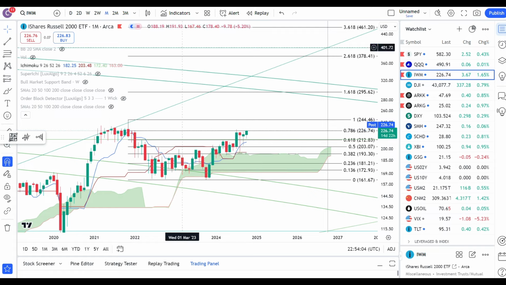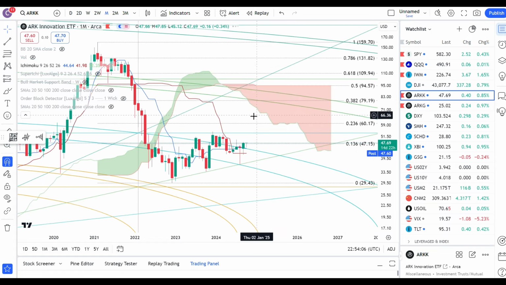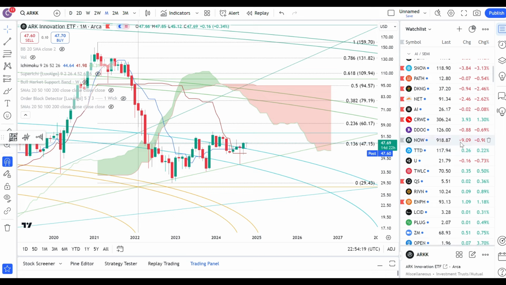Do I think that the ARK fund is going to make all-time highs again? No, probably not, but I can potentially see it over the next 12 to 18 months really challenge the bottom of the monthly Ichimoku cloud, right? If you truly have that really strong Katana playing out.